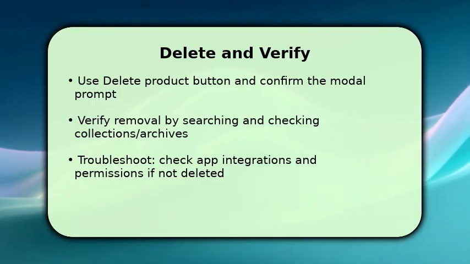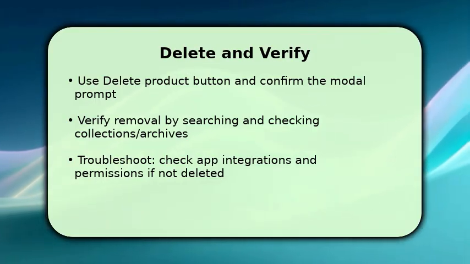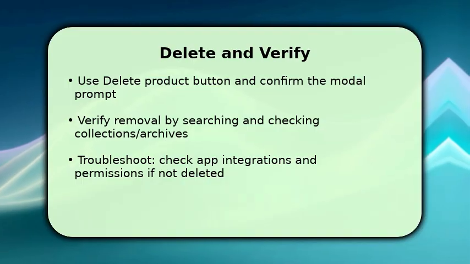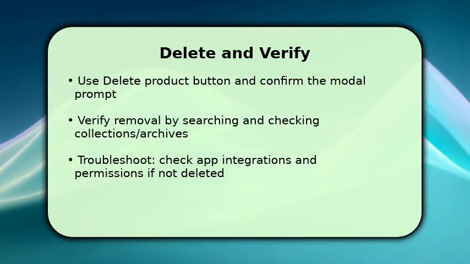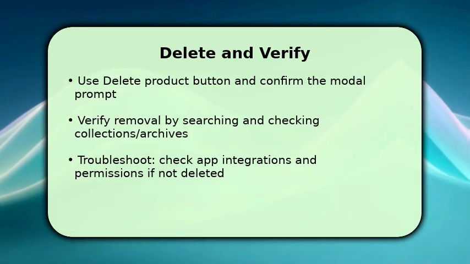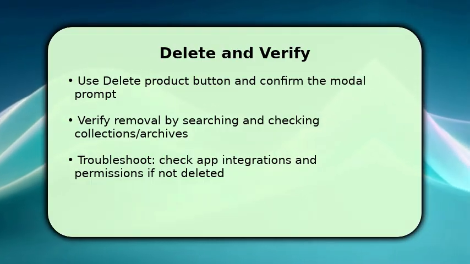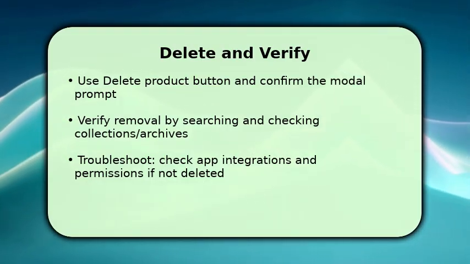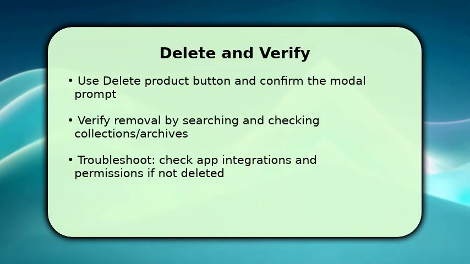Once deleted, search all products and inspect affected collections and menus to verify the item is gone and no broken links remain. If deletion fails, make sure apps aren't preventing removal and confirm your account permissions. If an app holds references, disable that integration or content.